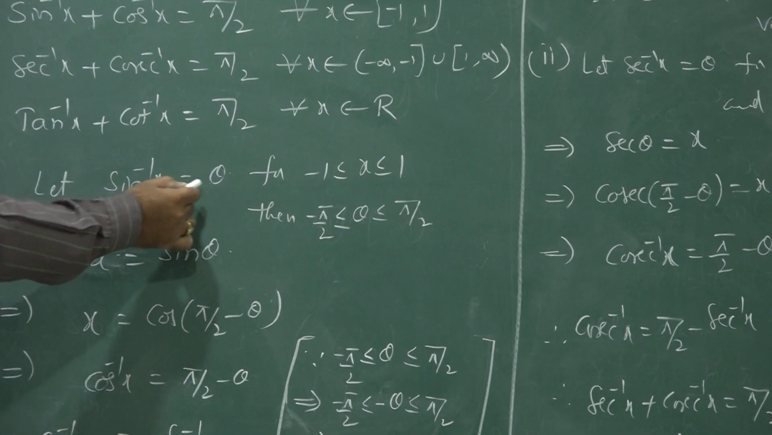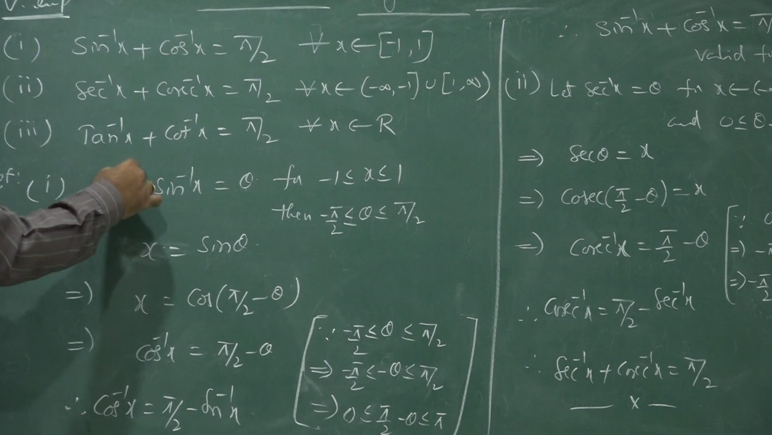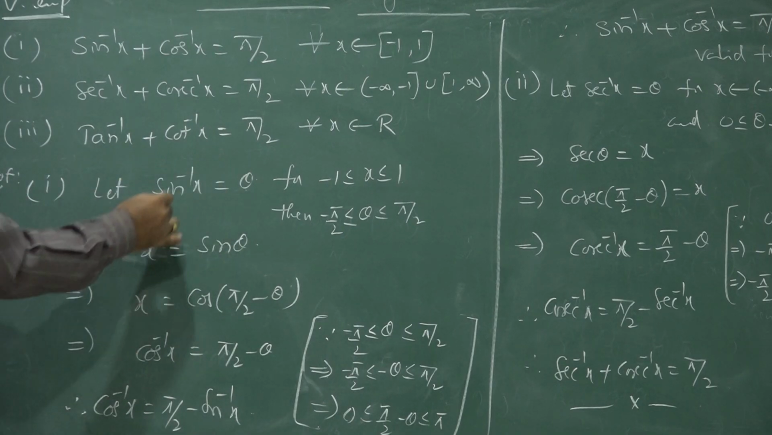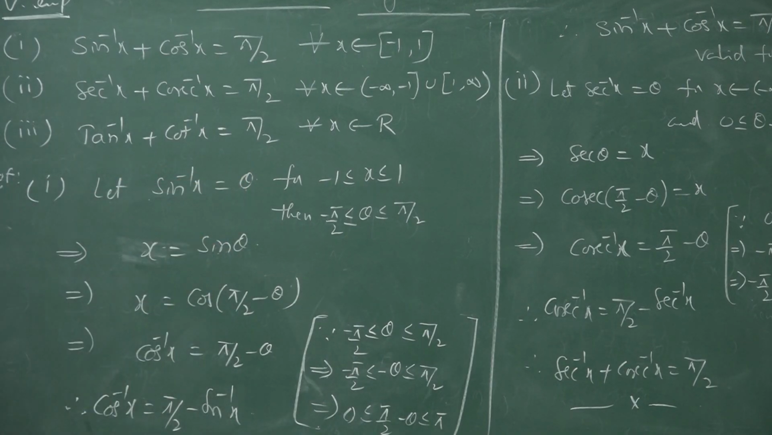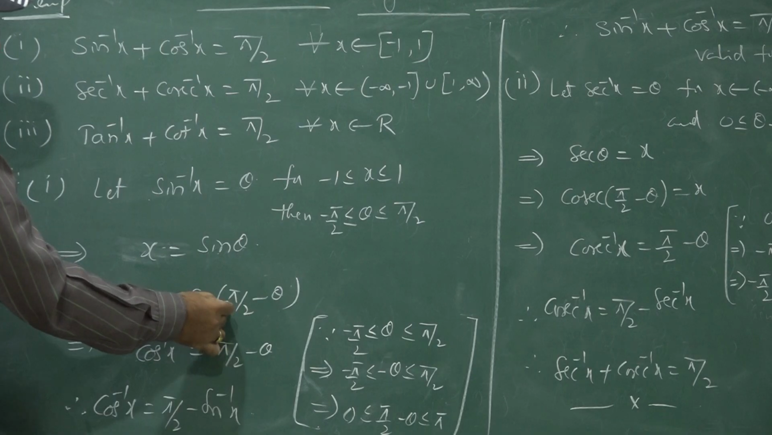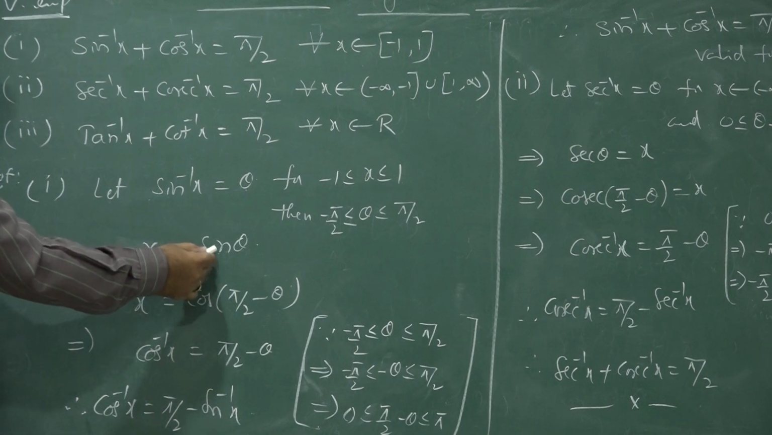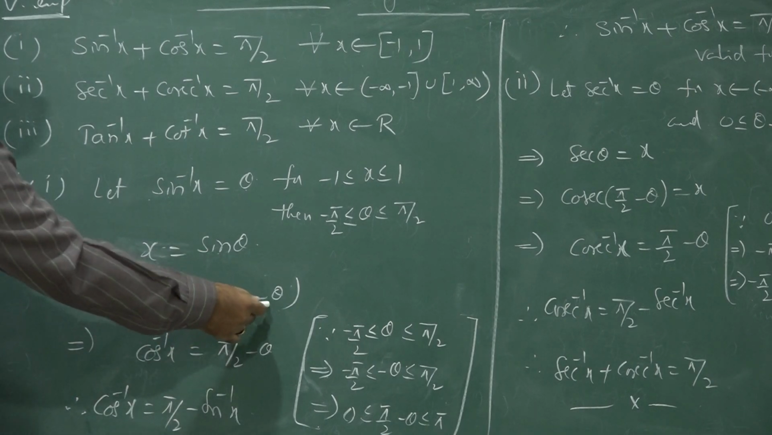So, sin inverse x is theta implies x becomes sin theta. Applying sin on both sides, we get x equal to sin theta. That implies x equals, this sin theta may be written as cos of 90 minus theta, that means pi by 2 minus theta, because cos of 90 minus theta gives us sin theta. So, sin theta may be expressed as cos of pi by 2 minus theta here.